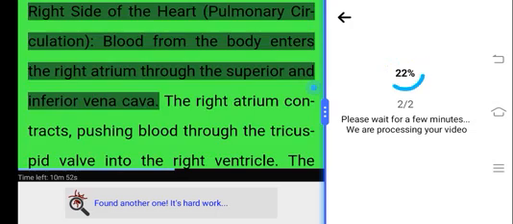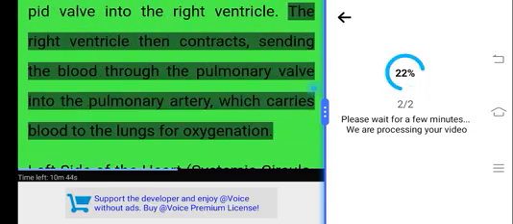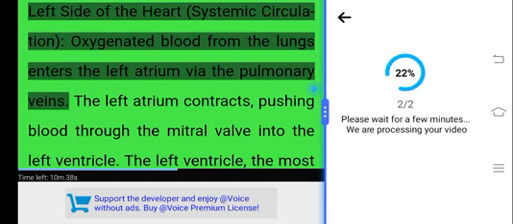Blood flow. Right side of the heart, pulmonary circulation. Blood from the body enters the right atrium through the superior and inferior vena cava. The right atrium contracts, pushing blood through the tricuspid valve into the ventricle. The right ventricle then contracts, sending the blood through the pulmonary valve into the pulmonary artery, which carries blood to the lungs for oxygenation.